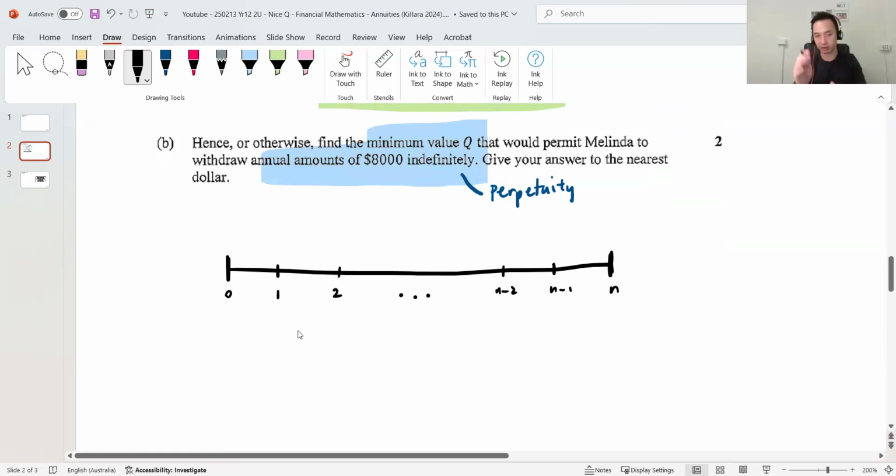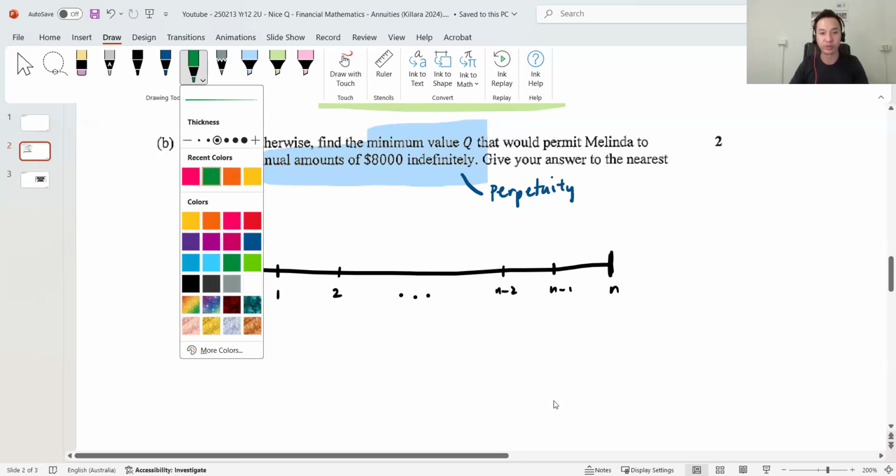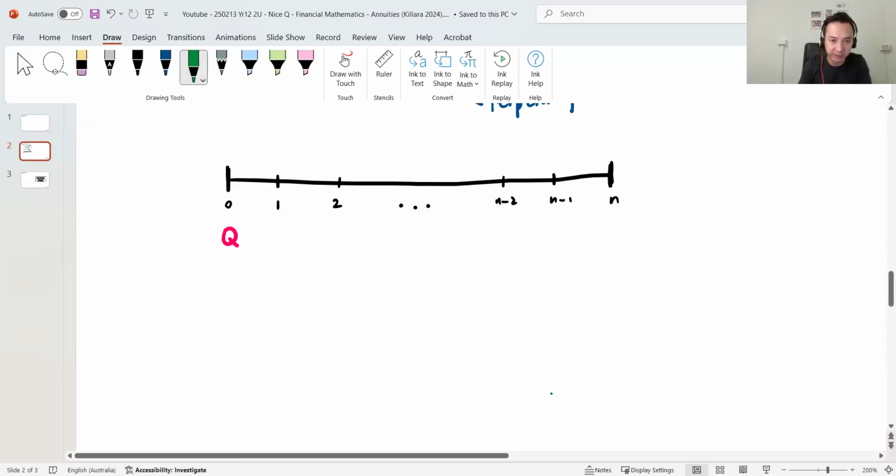I'll show you how to do it. It's pretty straightforward. So I want to show you two things. One, she puts in Q dollars at the very start of things. She puts in Q dollars. But then with those Q dollars, she is able to withdraw $8,000 at the end of every year, $8,000 at the end of every year, all the way to the end.